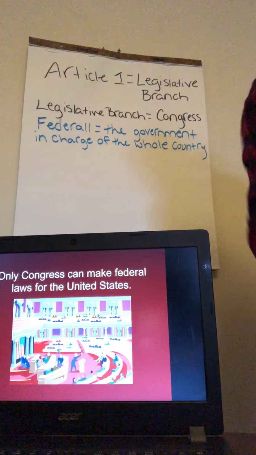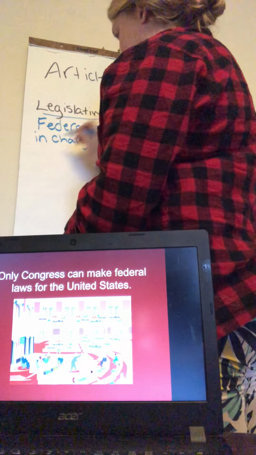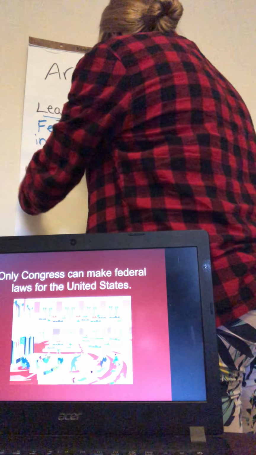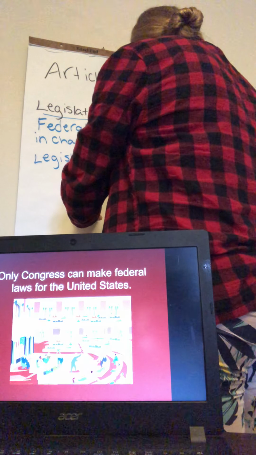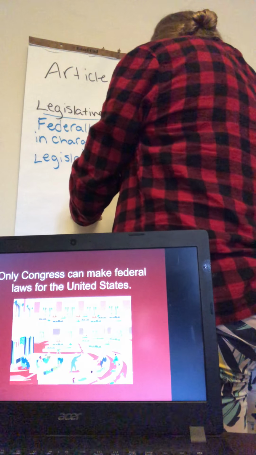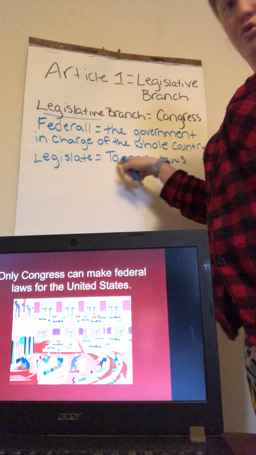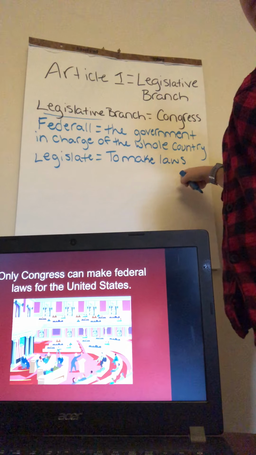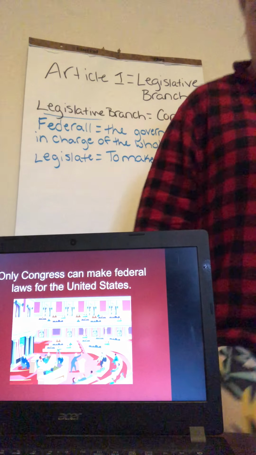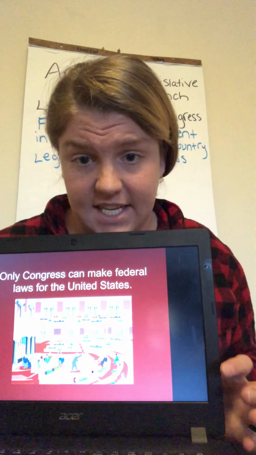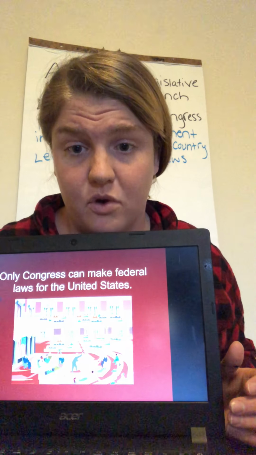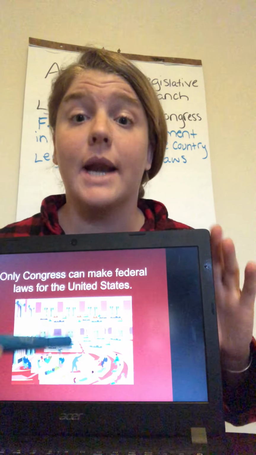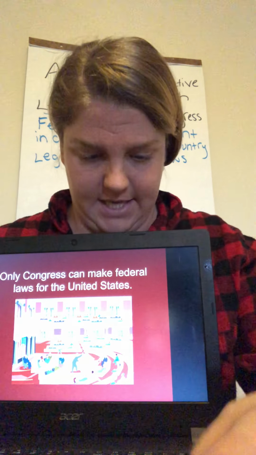So that means they're making laws. The word legislative actually means to legislate. To legislate means to make laws. So this branch, this group, makes the laws for the country. And that's what it says here: only Congress can make federal laws for the United States. So this group, Congress, legislative branch, Article 1, is making the laws for the United States.